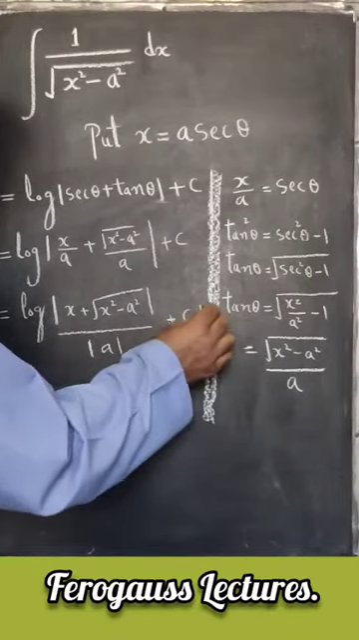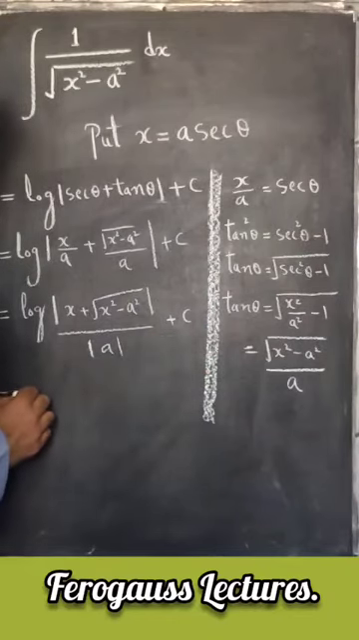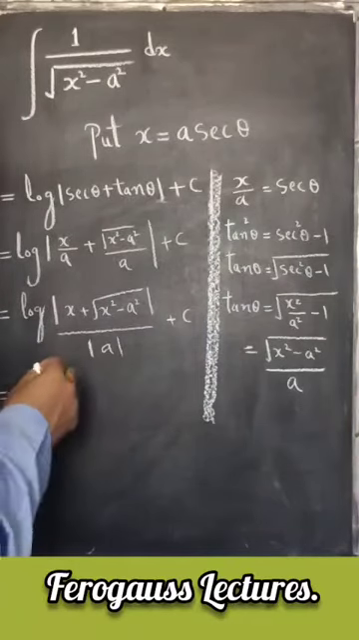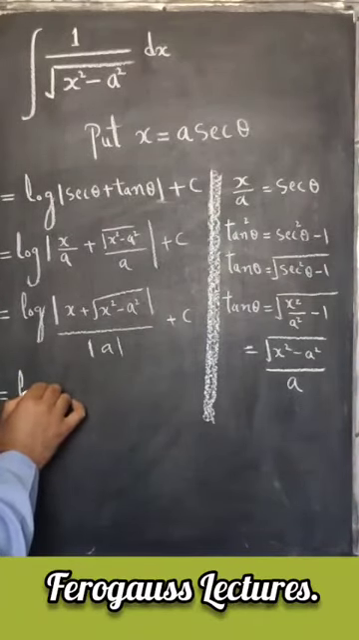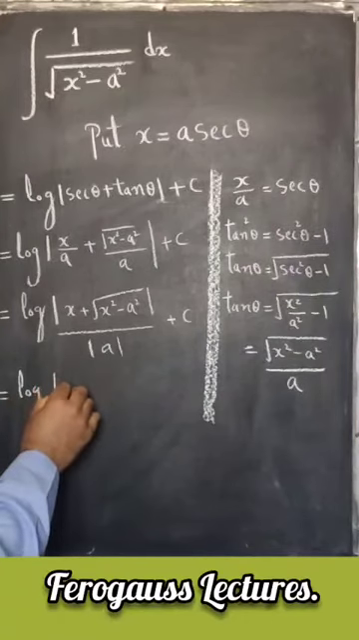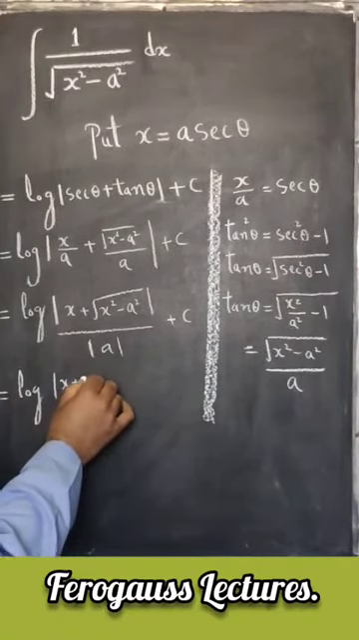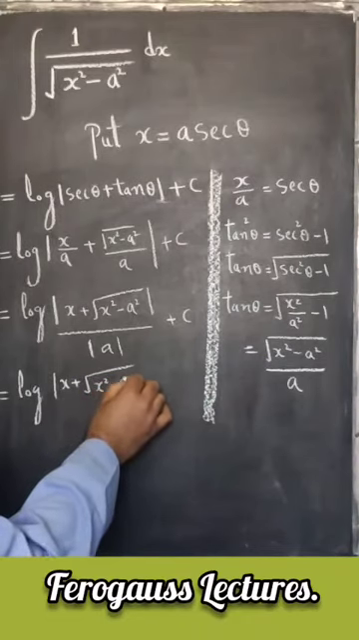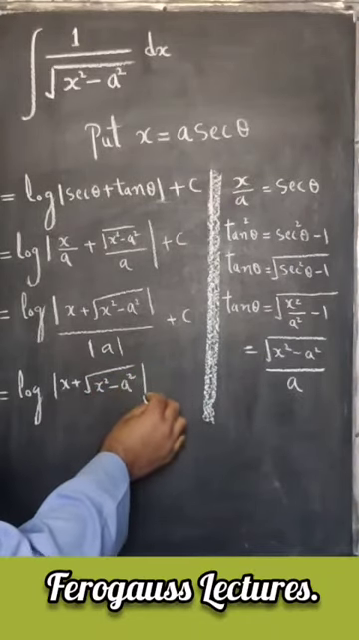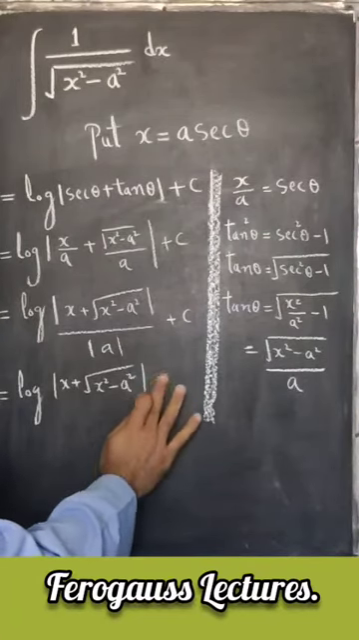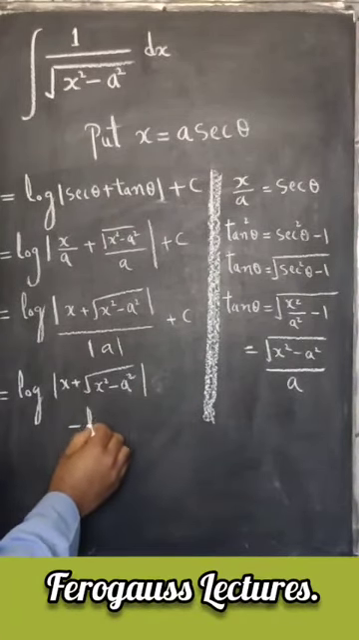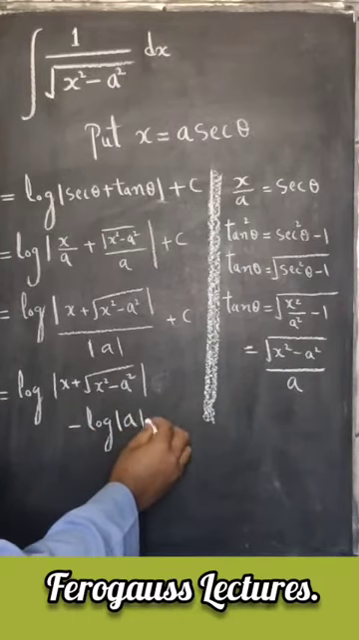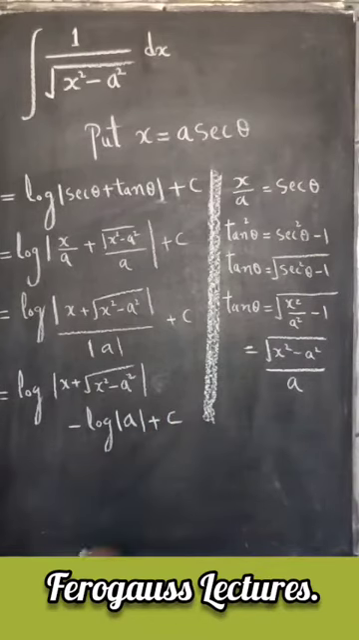plus constant of integration c, which is further equal to, it is of the form log m by n, so we can write it as log m minus log n. It is equal to log of x plus root of x square minus a square, minus log of mod of a plus constant of integration c.